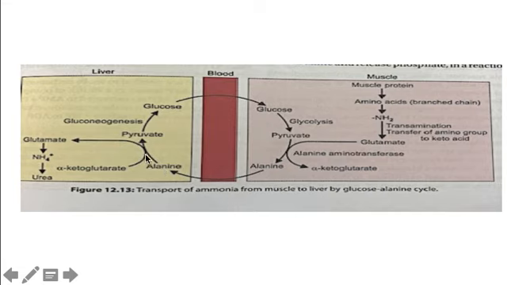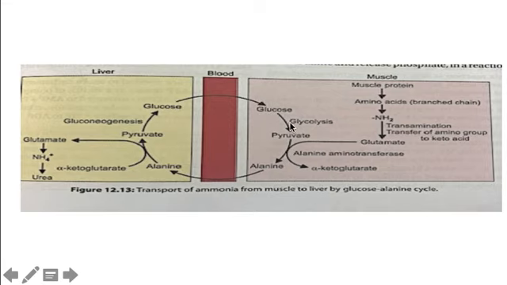Again here, by the transamination reaction, the pyruvate is given off, and glutamate and ammonia are formed, and the ammonia is trapped in the urea. Alpha ketoglutarate is also formed here, and this pyruvate by gluconeogenesis leads to the formation of glucose. This glucose enters into the blood circulation and enters into the muscle whenever it is required.